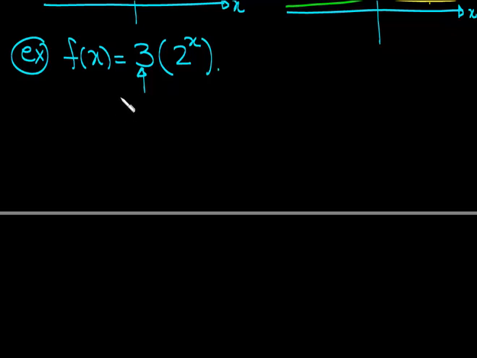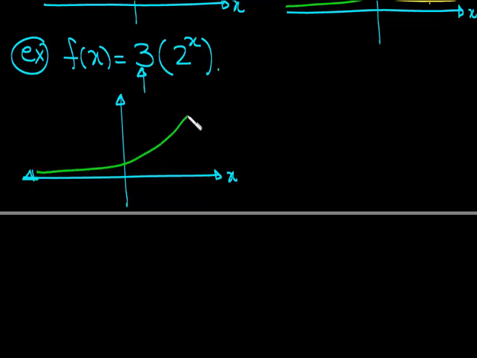So in this case, let me draw 2 graphs again. Let's assume we don't have a 3 there. Then the graph looks like this. So this is the graph of y is equal to 2 to the x. Okay, now what's going to happen? Because I'm multiplying by 3, everything is going to be stretched vertically. Everything is going to become taller.